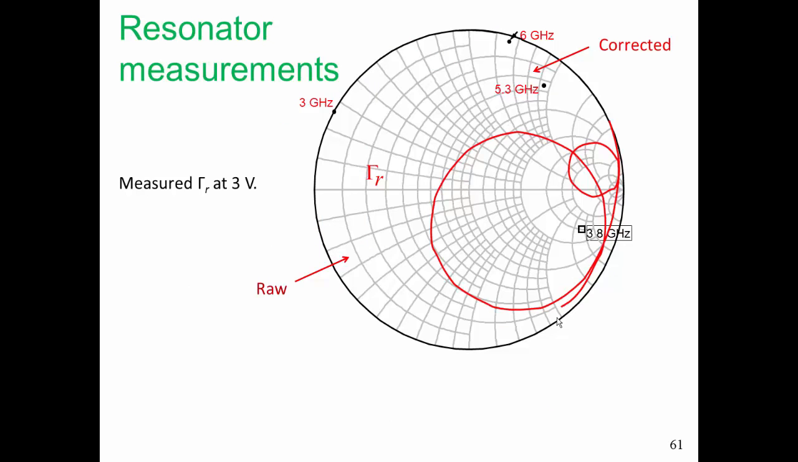So here are raw measurements. These are the raw measurements that we obtained in the lab. So we're doing a measurement here of the resonator network, and these need to be corrected.